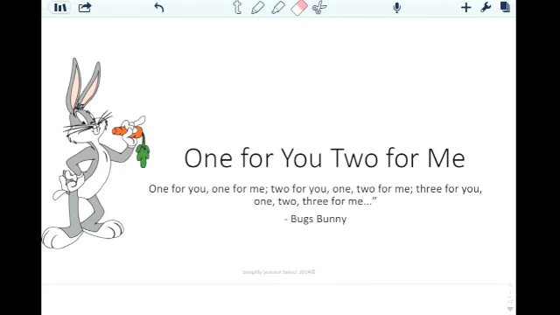This is a lecture introducing basic stoichiometric conversions, going from mole to mole, going from mole to gram and gram to mole, and then going from gram to gram.